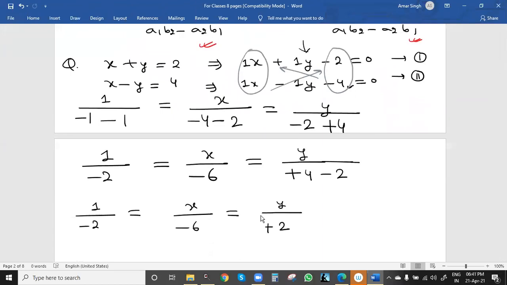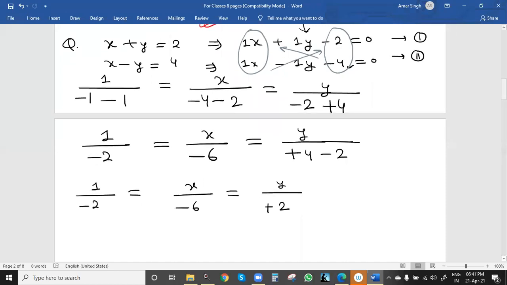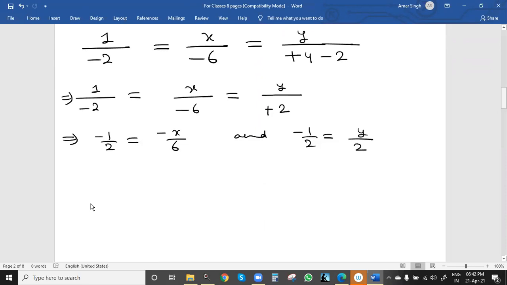So you can equate these x and y values with the constant term. So this implies we can write minus 1 by 2 equal to minus of x by 6, because this minus 6 will go up. So basically overall minus sign. So minus 1 by 2 equal to minus x by 2, and minus 1 by 2 equal to y by 2. So minus cancel, and this 2 cancel.